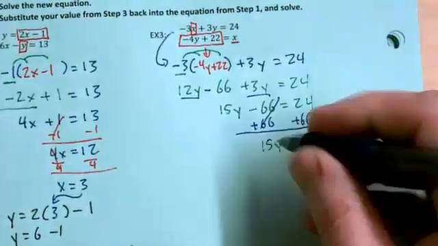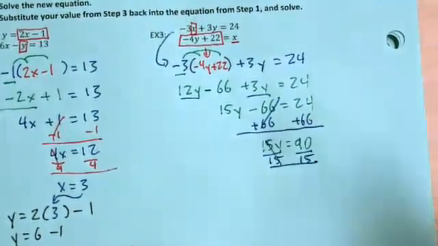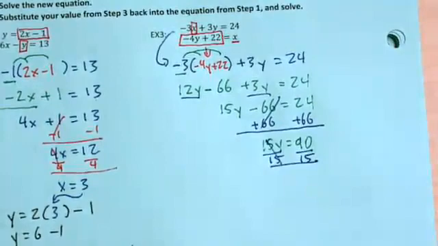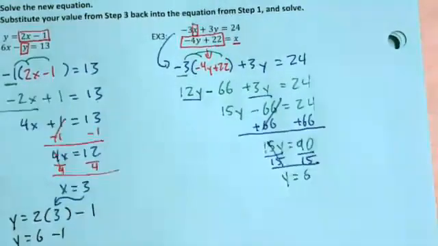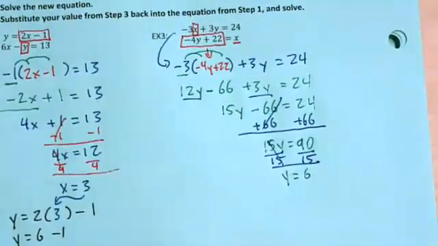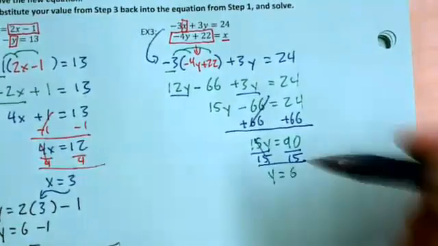And then we can divide on both sides by 15. Again, I'm using my calculator here. I think it's going to be 6. Yes, it is 6. Okay, we've got half of our solution. We know that y is 6. We just need to find x.